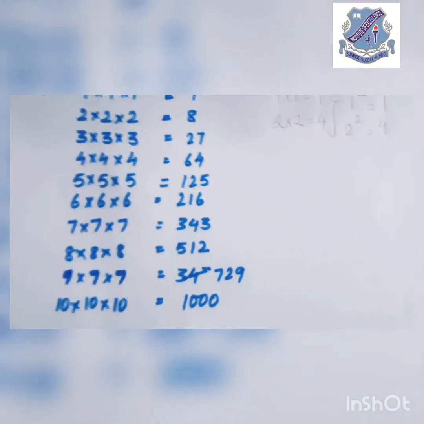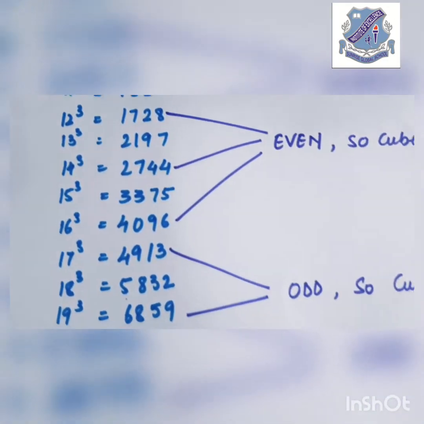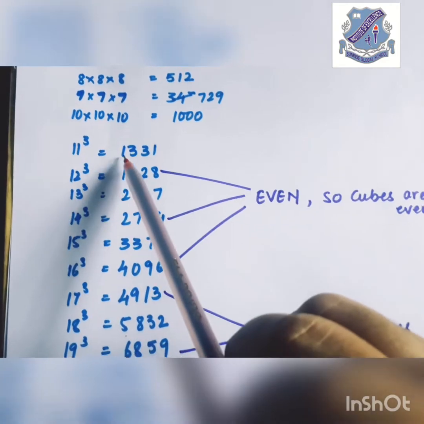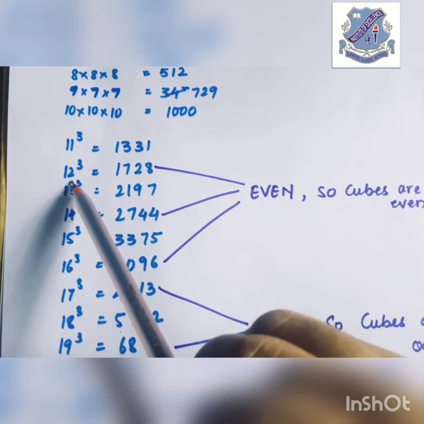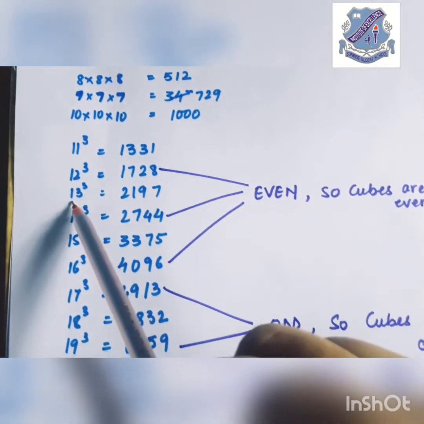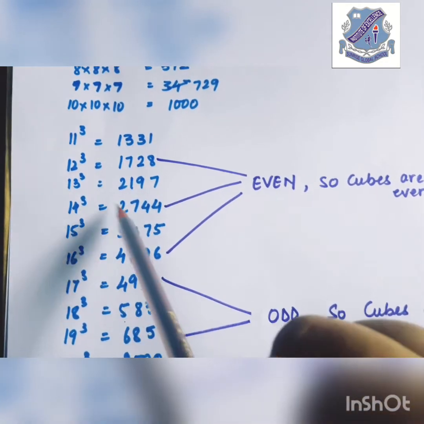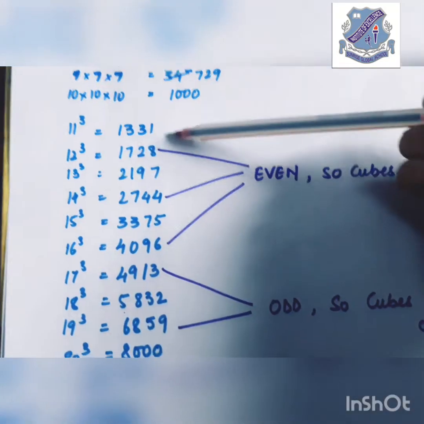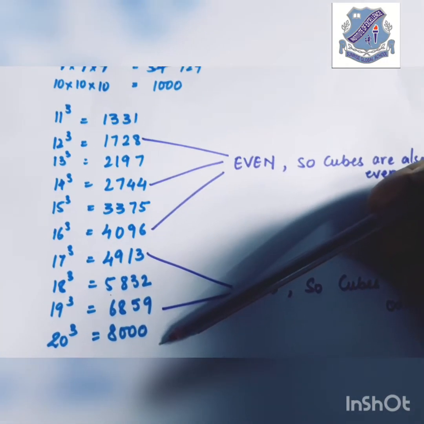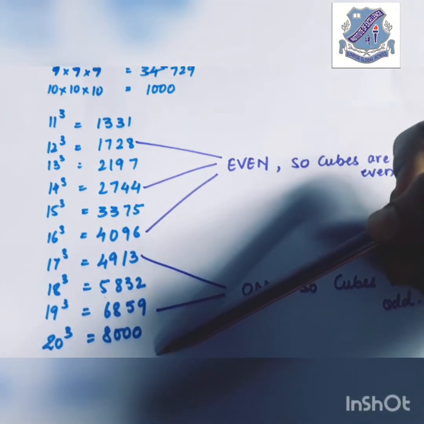Correct? Now there is a different trick in this sum. If we move ahead, you can see that the cube of 11 is 1331. Then I have mentioned the cube of 12, that is 1728. Then there is the cube of 13, that is 2197. Then there is the cube of 14, that is 2744. And this is how the whole cube structure works till 20. When you calculate it, this is how it will look.